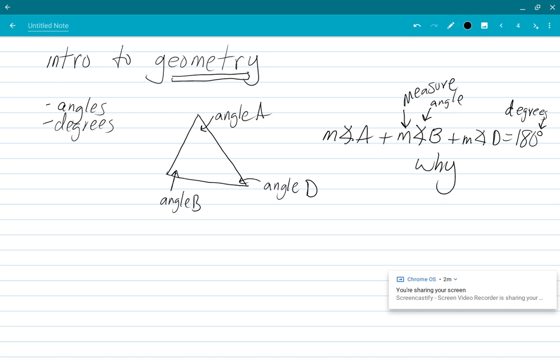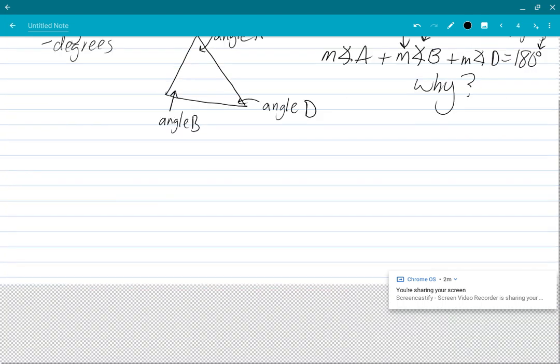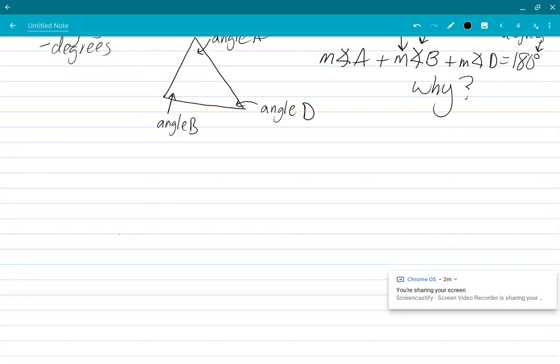And why does it measure 180? Because a triangle makes 180 degrees. Okay, so why do triangles make 180? Why not 50? It wouldn't look like a triangle. Because a flat line is 180 degrees. All right, there we go. So that's kind of where we're going.